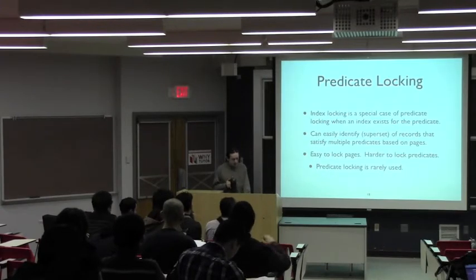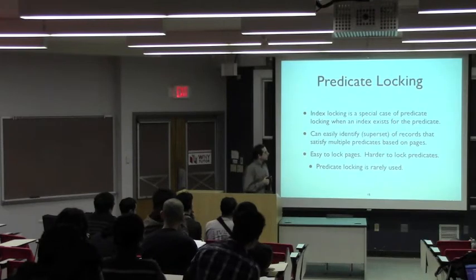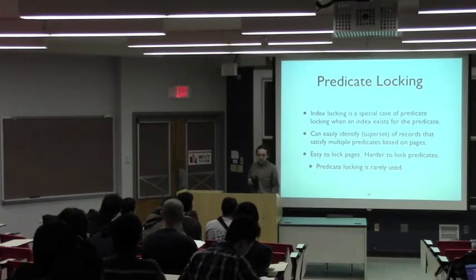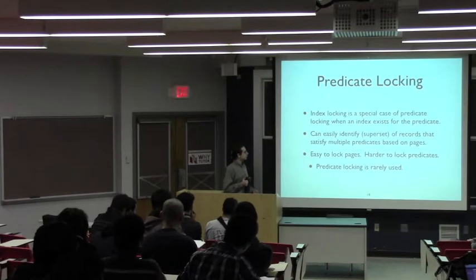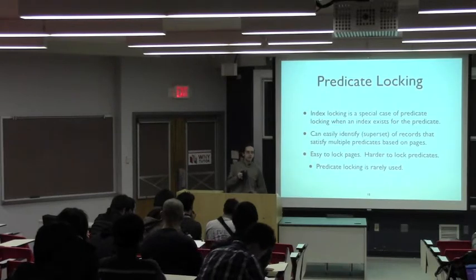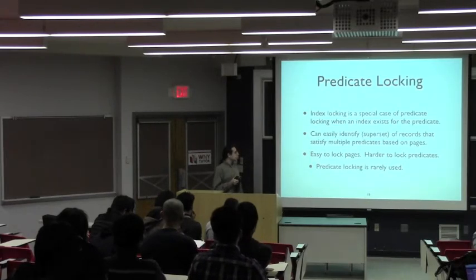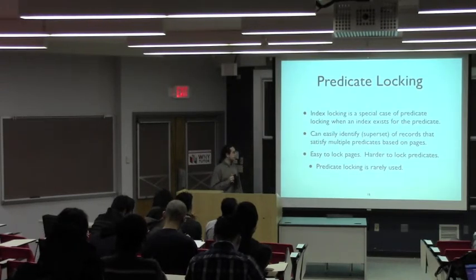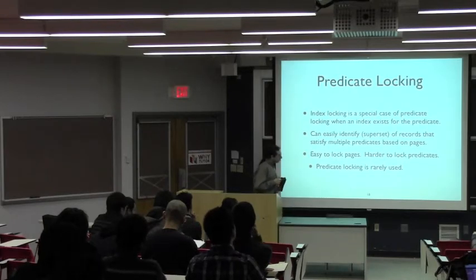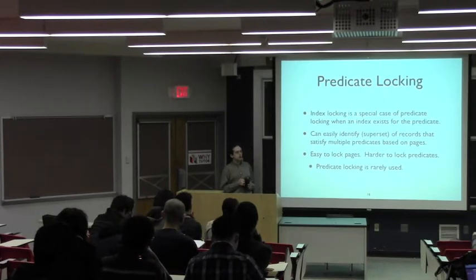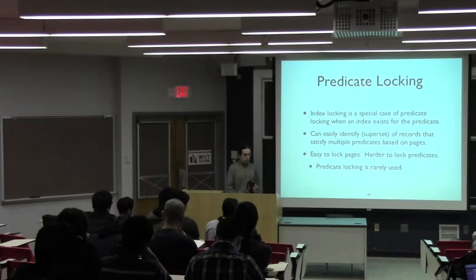Now, you can think of index locking as a special case of this, specifically when an index exists for that particular predicate. This allows us to very easily identify potentially a superset of the records that satisfy the predicates that we're interested in. Because we don't have to do this sort of conflict detection, we also get much better scaling properties, since we don't have to check every single other transaction that's currently running in the system to detect whether it has a lock on a conflicting predicate. As a consequence of that, we very rarely use predicate locking in practical systems. More often than not, this process gets done by index locking. So, any questions up to this point?